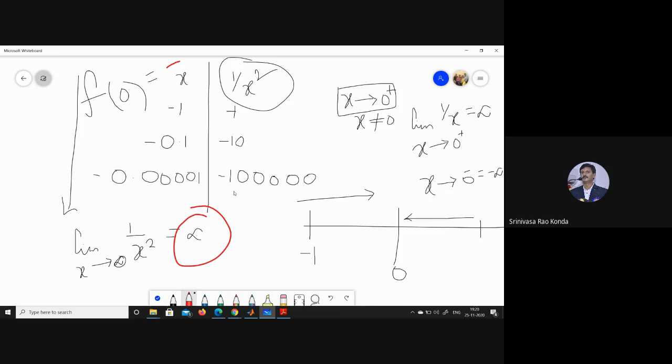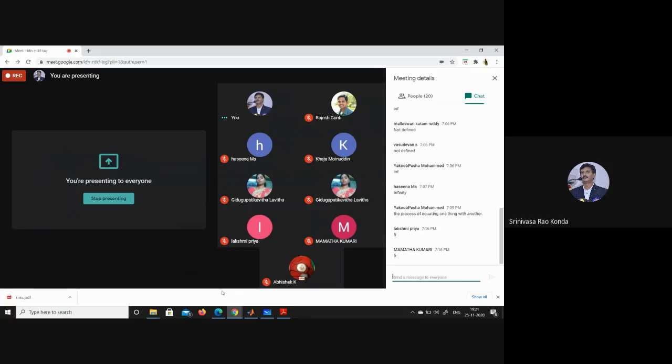Next thing, something by 0 is infinite, not defined. What about 0 by 0? There are some numbers like sin x by x at x is equal to 0, which is 0 by 0. These types of numbers are called indeterminate forms.